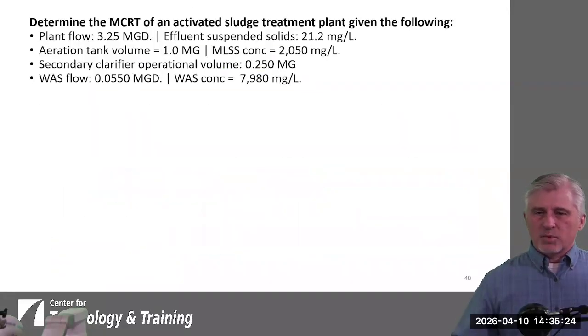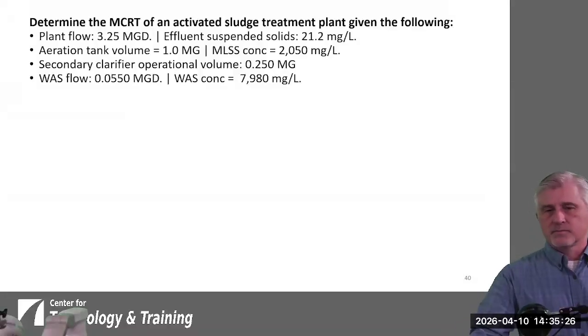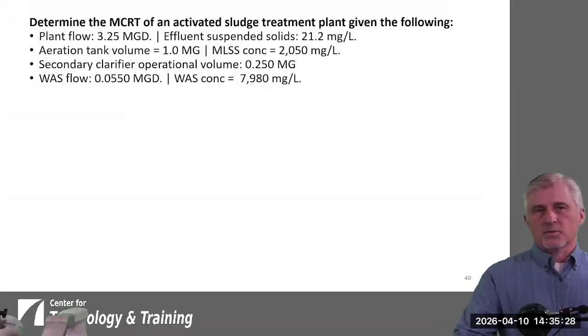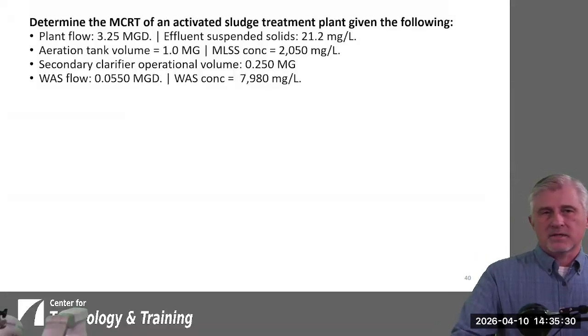We're going to work on an example problem of this. So we've got a lot of information. We're going to determine the mean cell residence time of an activated sludge treatment plant that has the following information. We've got a flow of 3.25 million gallons a day, an effluent suspended solids concentration of 21.2 parts per million, and an aeration tank volume of 1 million gallons.